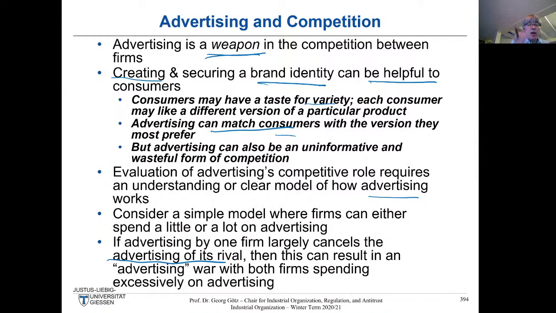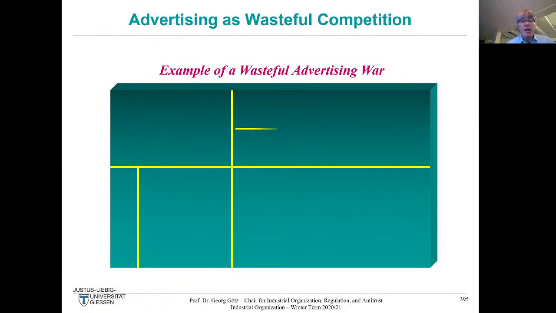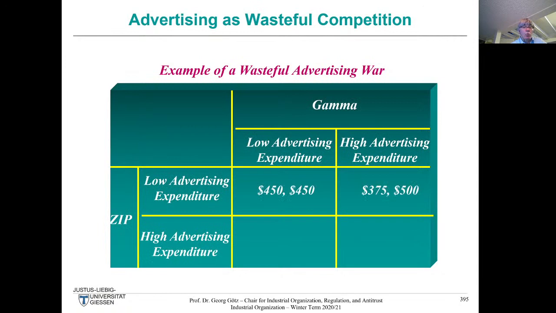Okay. And what you can get here is what Pepall, Richards and Norman call an advertising war, in which firms spend excessively on advertising. It's much easier if you look into this payoff matrix. Just call these two firms not Gamma and Zip, but call them Kronbacher and Bitburger, and just think they advertise before the Sportschau, before soccer games, and before the crime story and so on, before the Tatort.